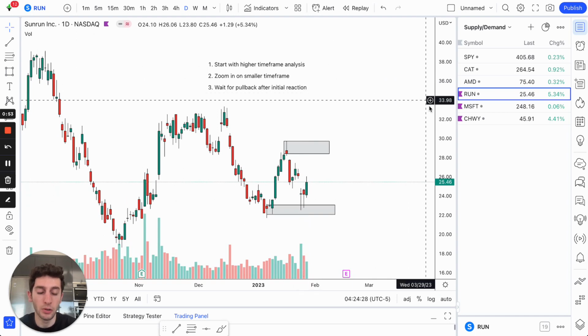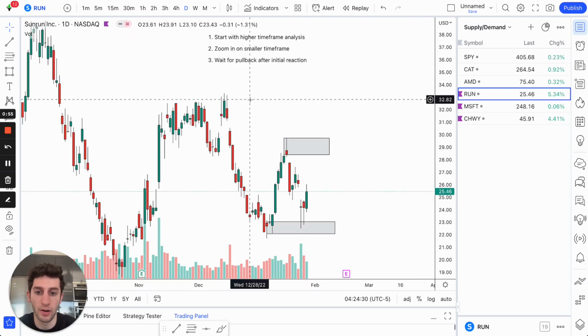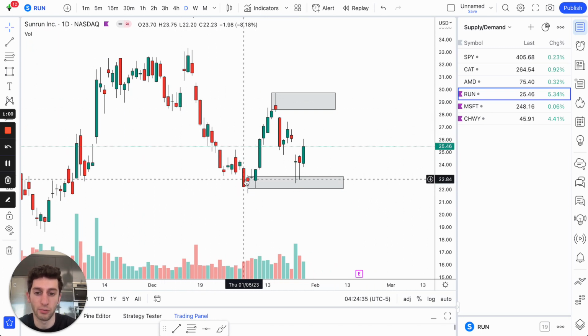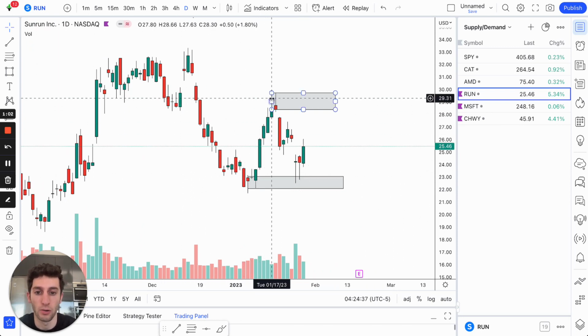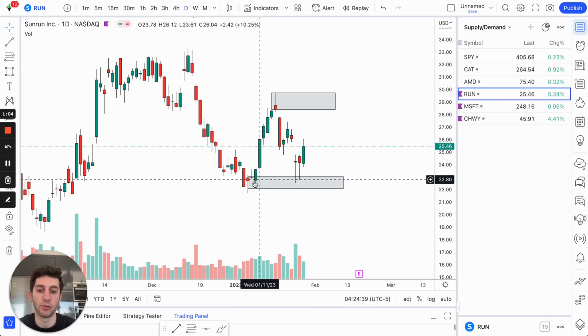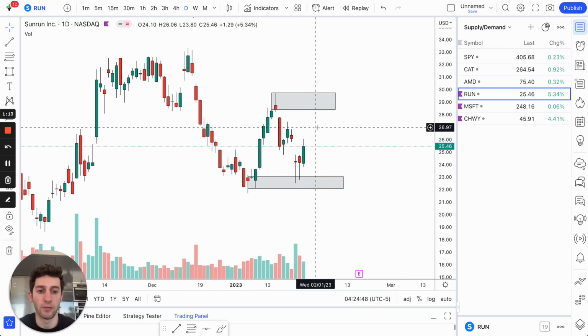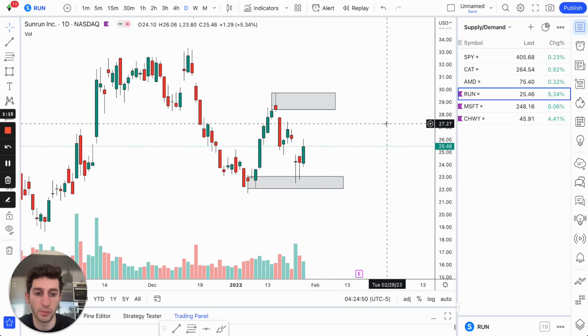So you can see on the stock called RUN, we have a nice daily demand zone right here. You can see price drops, we form a base, we have a strong rally, leaving institutional orders down at this demand area. So you can see over the past few days, price is able to bounce off this 23 demand zone up to about 25.46. So far it's been a good reaction.